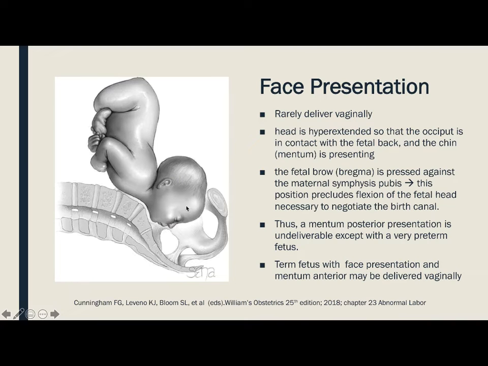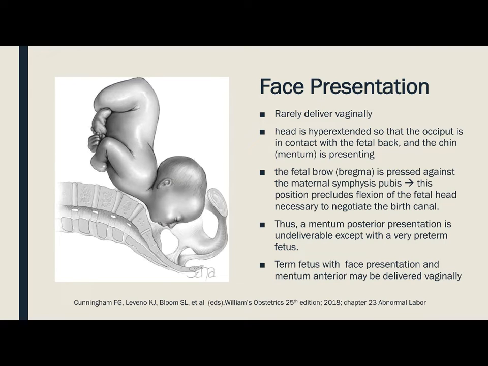The fetal brow or bregma is pressed against the symphysis pubis, and this position precludes flexion of the fetal head, which is necessary, of course, to negotiate the birth canal. Remember the cardinal movements of labor. We need the head of the fetus to flex in order to negotiate or traverse the birth canal.